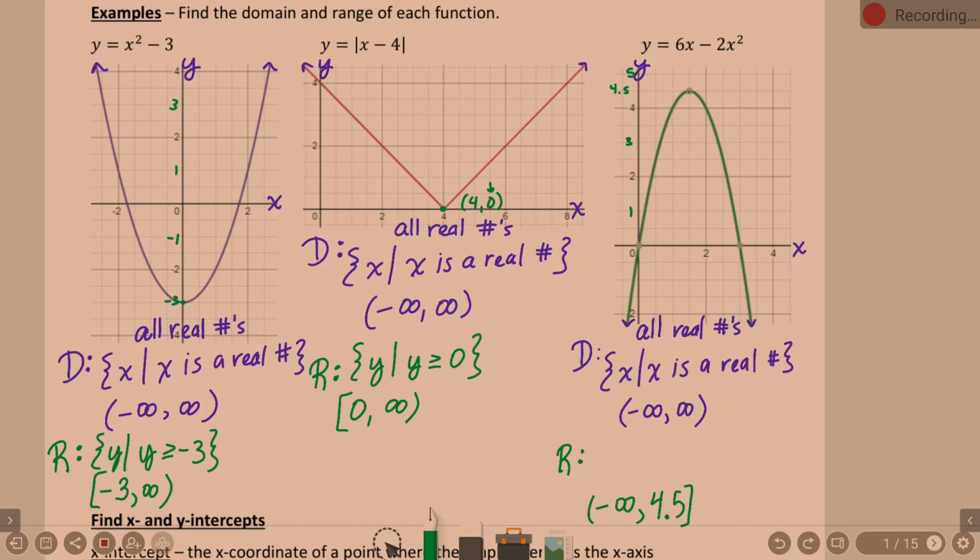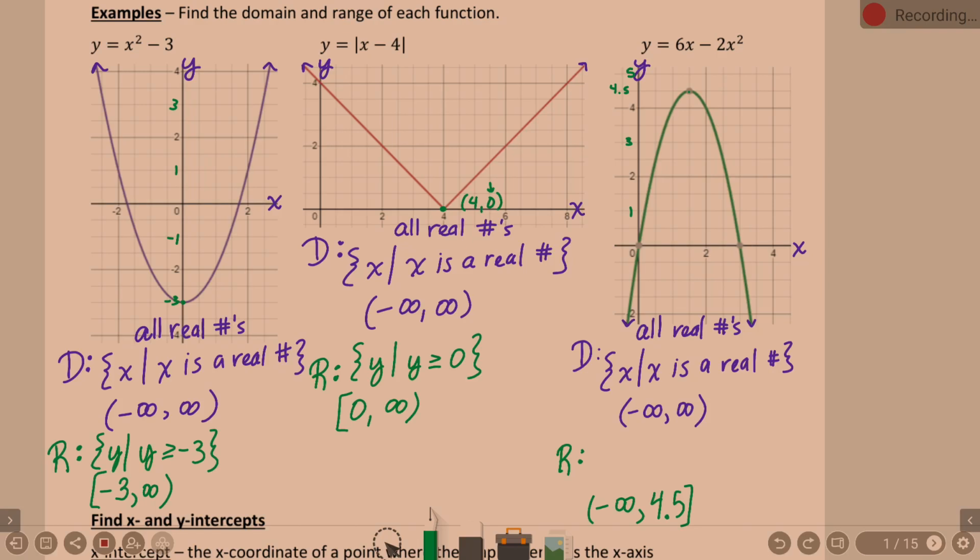Now, inequalities. Let's talk less than or greater than. Less than or greater than what number? 4.5. How are we going to write it? Is it less than or greater than 4.5? Less than or less than or equal to? Less than or equal to, because it does touch 4.5. Anytime you have a bracket, you're going to use the equal to part.